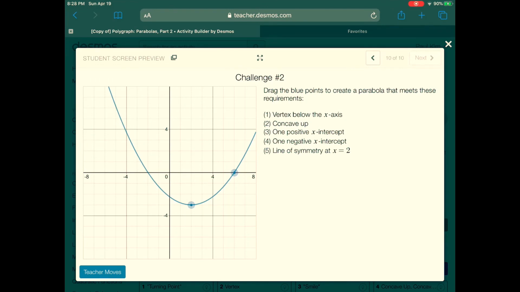Now it says that the vertex is below the x-axis, which we have here, right? It says it has to be concave up, which we have as well. It needs to have one positive x-intercept, and here I have a positive x-intercept, and you need one negative x-intercept, which I have right there. And so if you made a graph like this, that'd be correct, right? You really have to check those 5 conditions though.